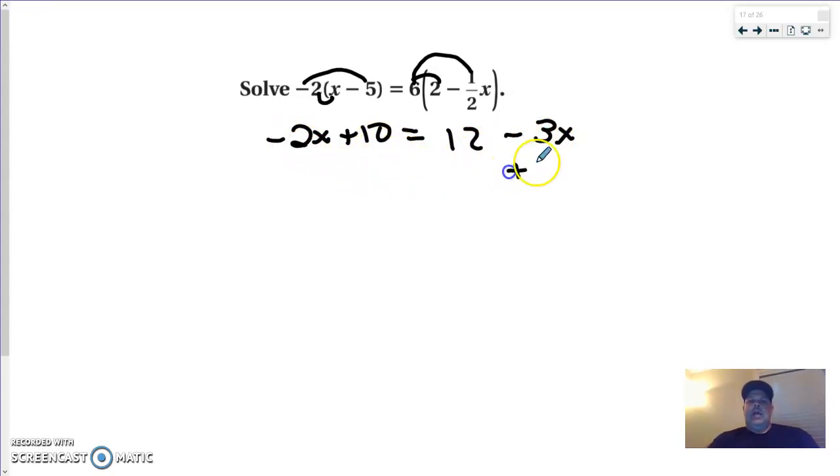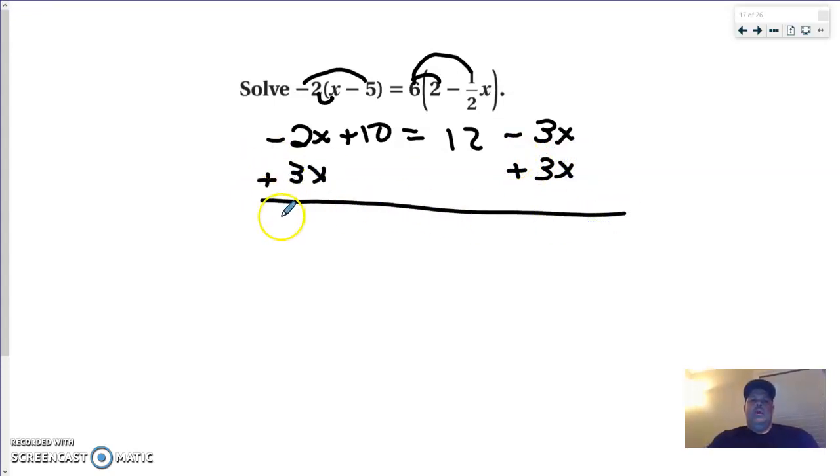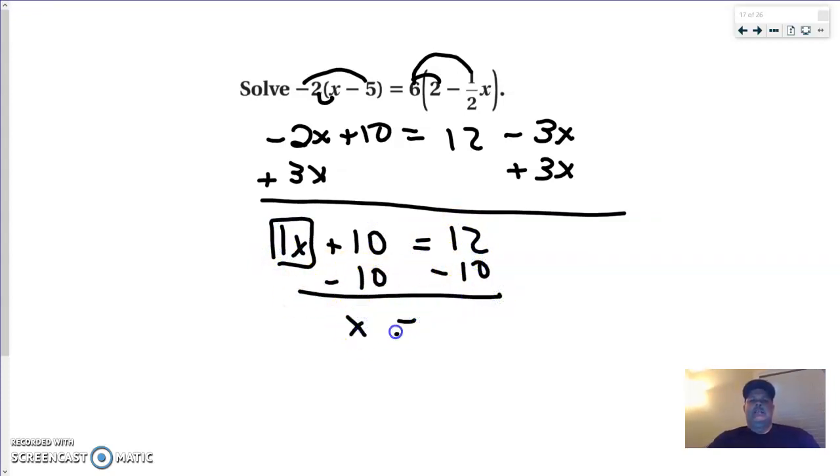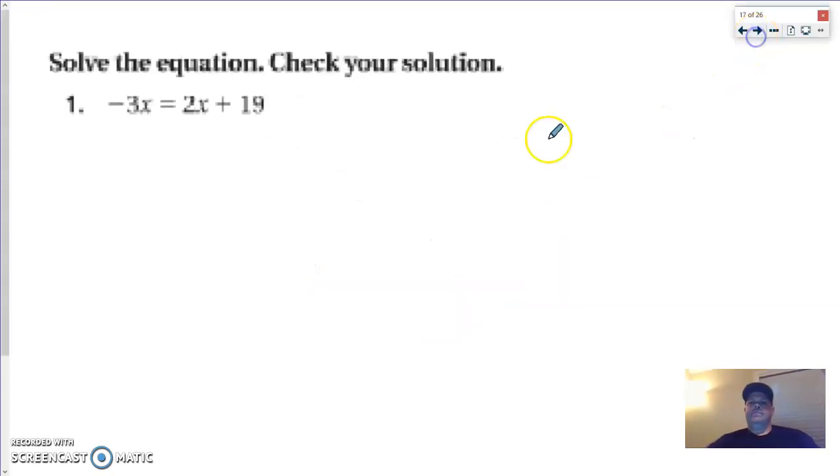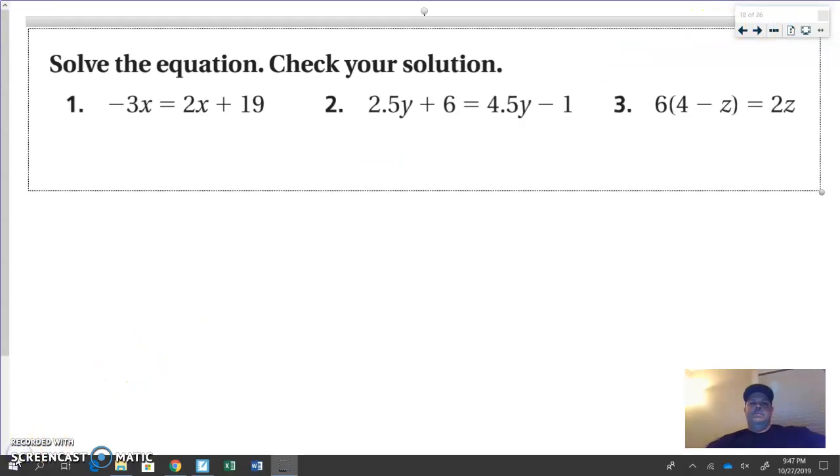So I am going to add 3x to both sides. Then I will get 1x plus 10 equals 12. I want that all by itself, so I'm going to subtract the 10. So I got x equals 2. Please try the problem next. Here are 2 other problems that I would like you to try as well.